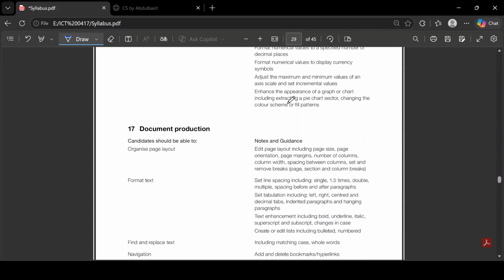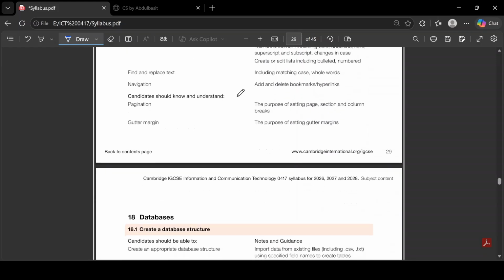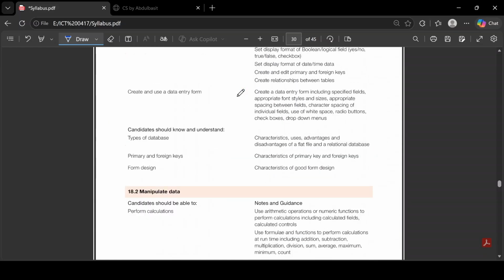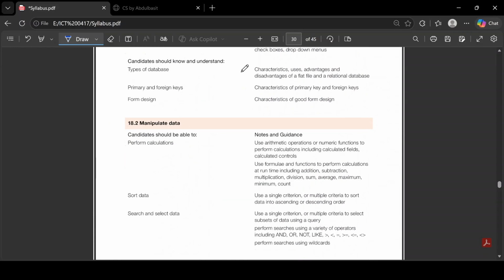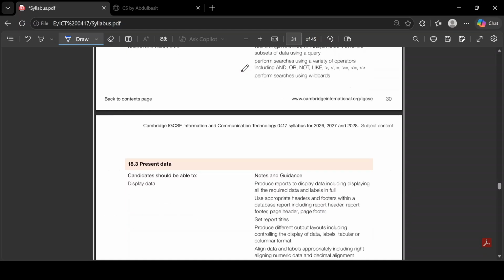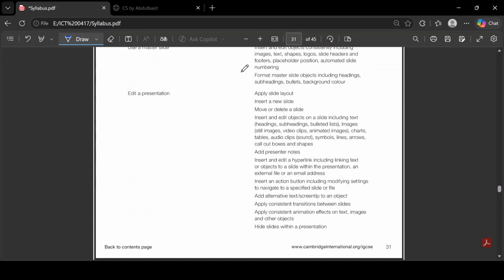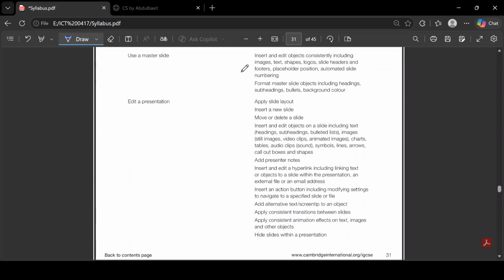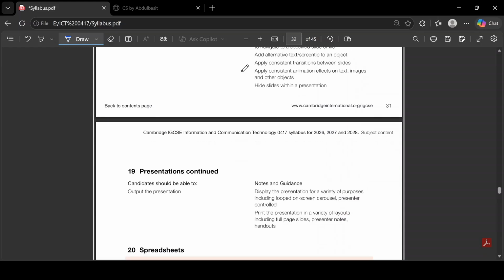Then chapter number 17, from here, the paper 2 has started. These are the main content of paper 2. Chapter 17 is document production. Chapter 18 is database, in which we will understand how to create a database structure and manipulate the data. Then how to present the data. Afterwards, chapter 19 again is for paper 2. We will understand how to create a presentation, edit a presentation.